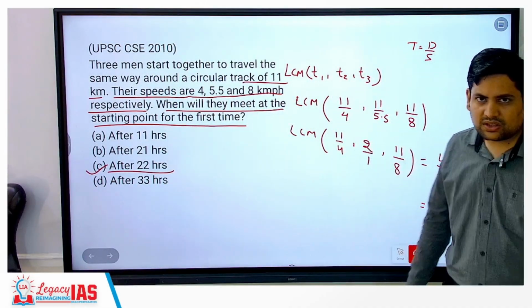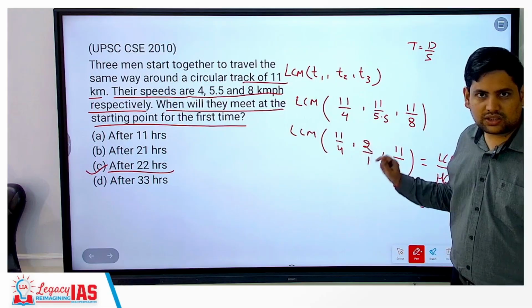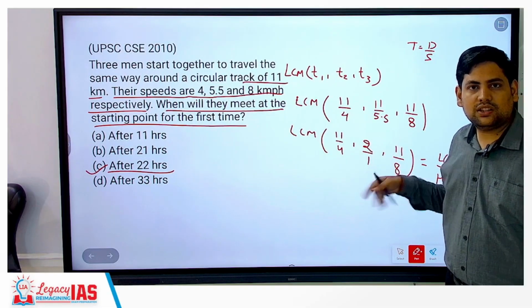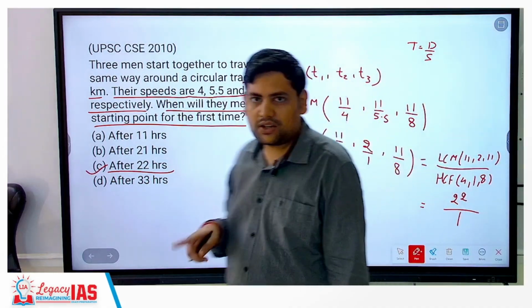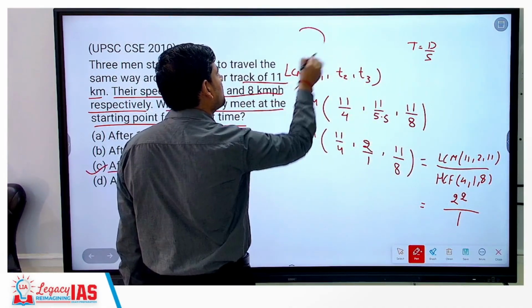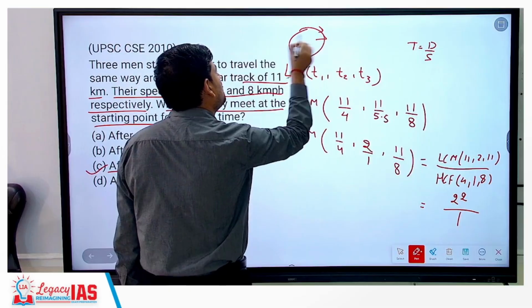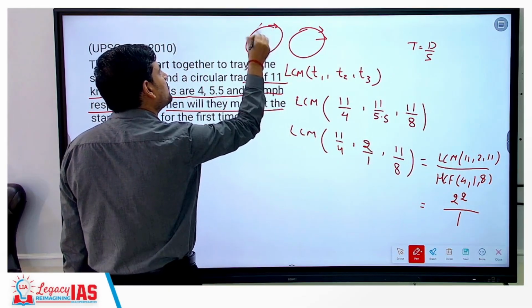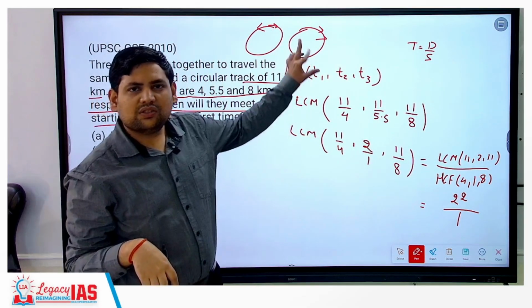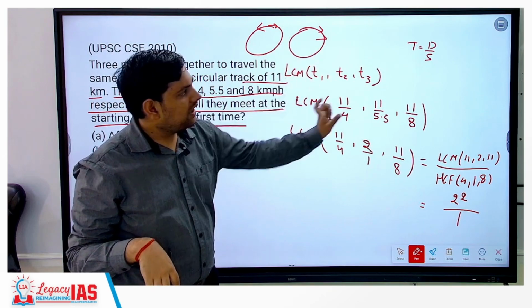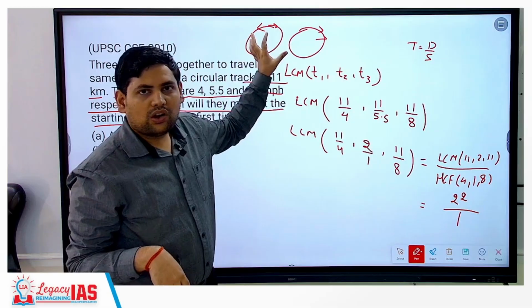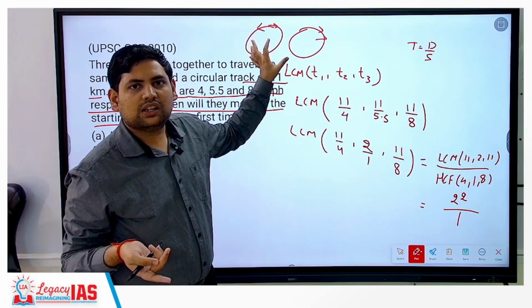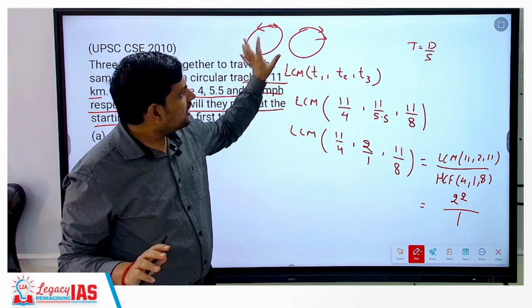Understood? 2 types of questions. First was related to time when they will meet, for that you simply find the LCM. The other was when they are going in the same direction on a circular track and when they are going in opposite direction. When they are going in the same direction, you find the difference between the speeds, and the difference between the rounds gives you the answer. Here the sum of whatever rounds they cover in 1 hour or whatever time gives you the answer.